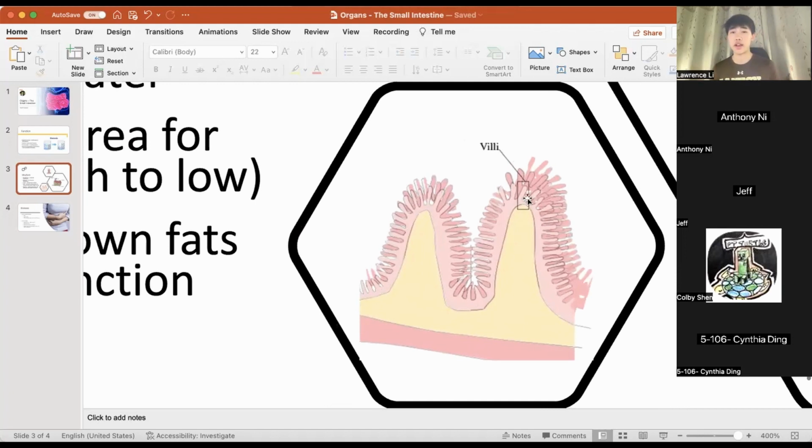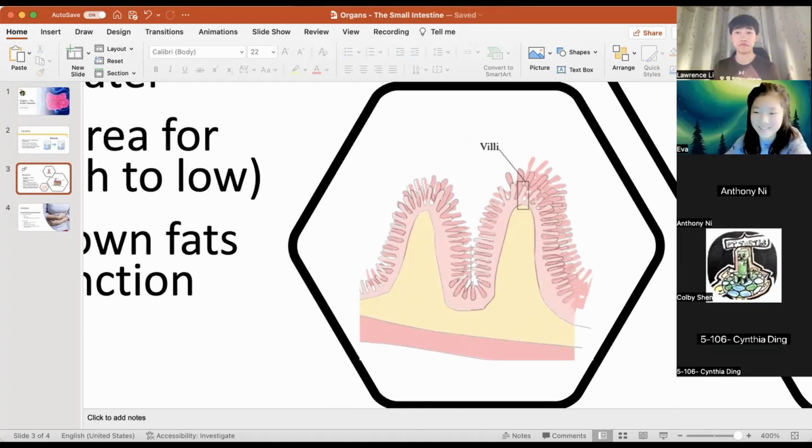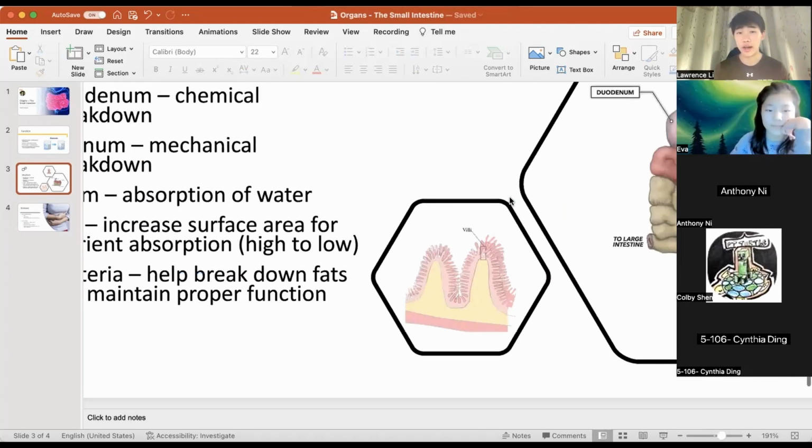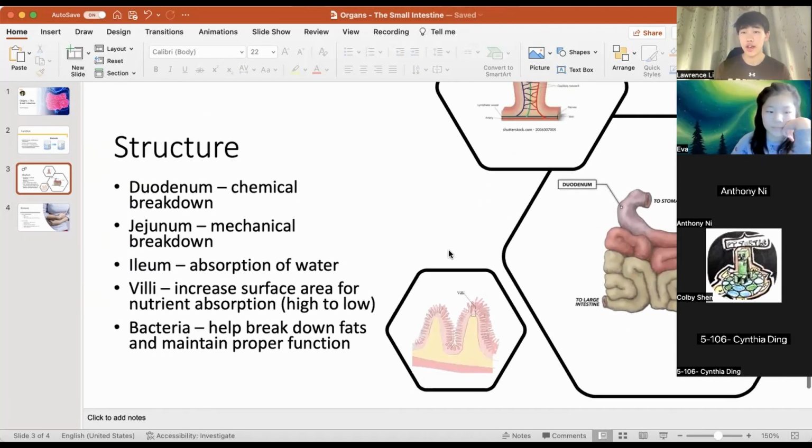And each one of these little hairs kind of looks like those squishy balls with the soft spiky things on it. Yes, that is a good way to think about it. That is what the inside of your small intestine looks like. And each of these little guys is called a villus, plural villi. There are thousands, if not millions, of villi in your small intestine.